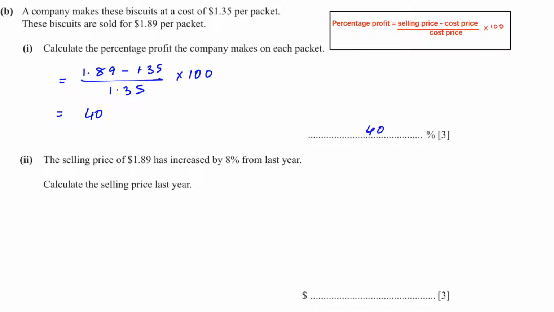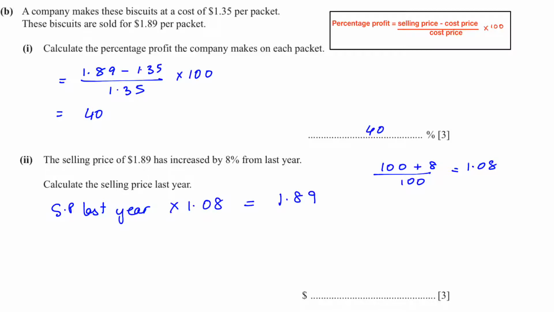In part 2, the selling price of 1.89 has increased by 8% from last year. Calculate the selling price last year. Whenever there is an increase by a percentage, write on the side 100 plus 8 divided by 100. You will get 1.08. The selling price last year has increased by 1.08 and now it is 1.89. So what is the selling price of last year? It is 1.89 divided by 1.08. You will get 1.75.